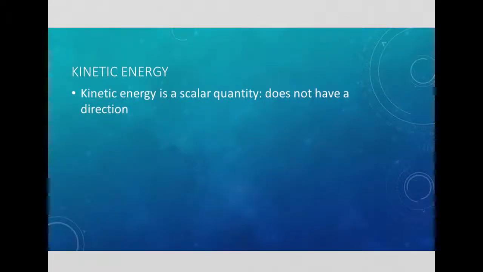And last but not least, kinetic energy is a scalar quantity. It does not have a direction. So even though the object is moving, just like mass and speed are both scalar quantities, kinetic energy is a scalar quantity and does not have direction.